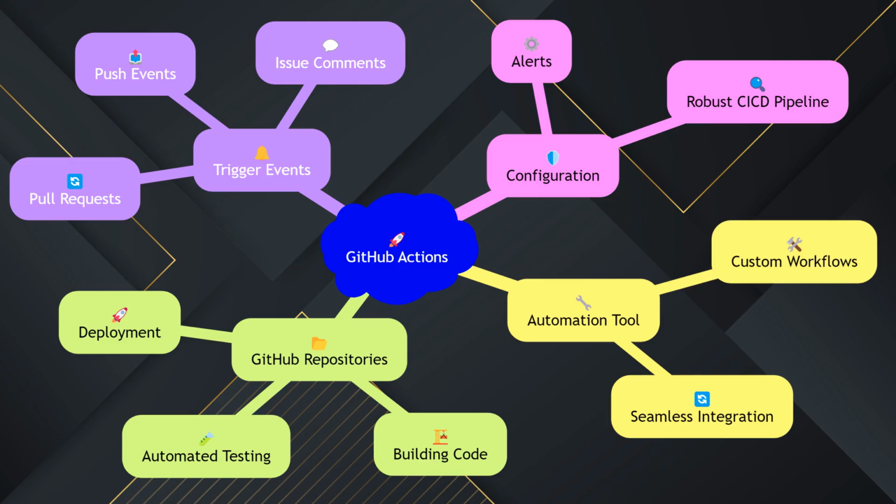GitHub Actions is a powerful automation tool that allows developers to create custom workflows for their projects. It integrates seamlessly with GitHub repositories, enabling automated testing, building, and deployment of code. GitHub Actions supports a wide range of events that can trigger workflows, such as push events, pull requests, and issue comments. Understanding how to configure alerts for these events is crucial for maintaining a robust CI/CD pipeline.